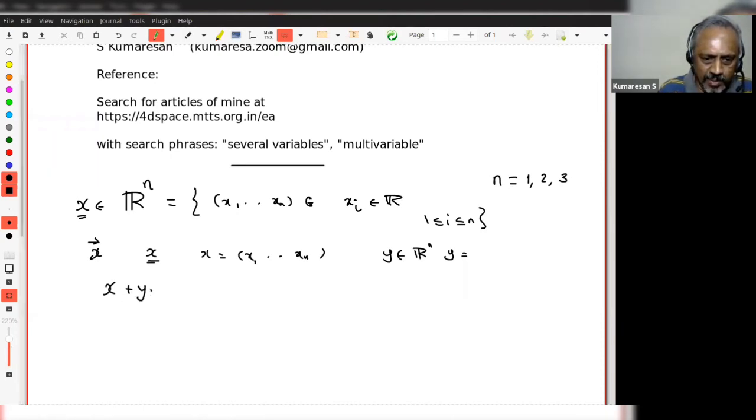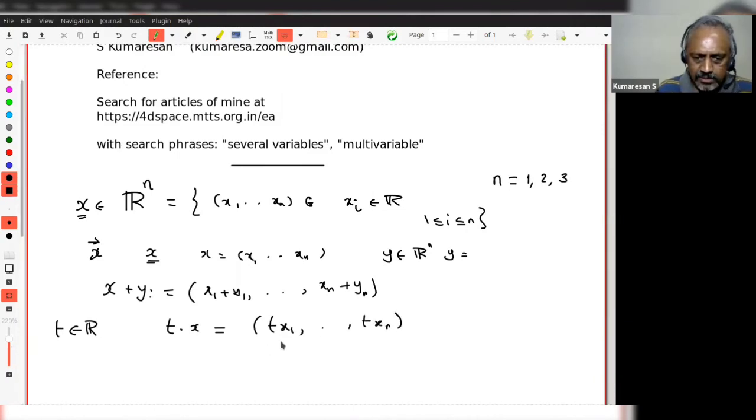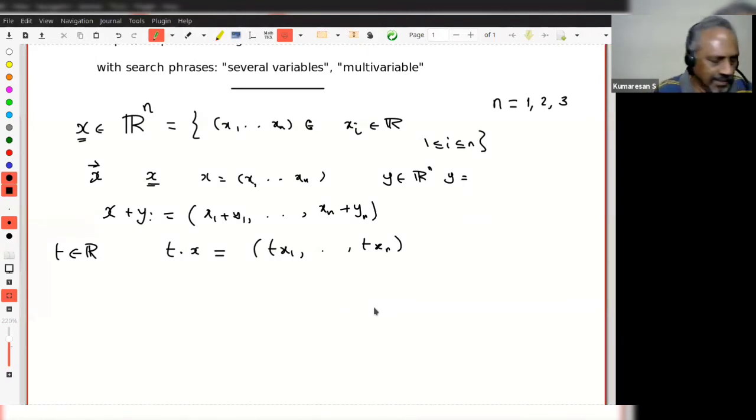Then I will define the sum of two vectors. This must again be an n-tuple. How do I get it? I add component-wise or coordinate-wise, that is x1 plus y1, up to xn plus yn. And given a real scalar t in R, we define what is called a scalar multiple of x. This must again be an n-tuple in R^n, given by (tx1, ..., txn). What is tx1? It is the product of two real numbers t and x1. Similarly, txn. The properties, etc., I'm sure you already learned in your course now.